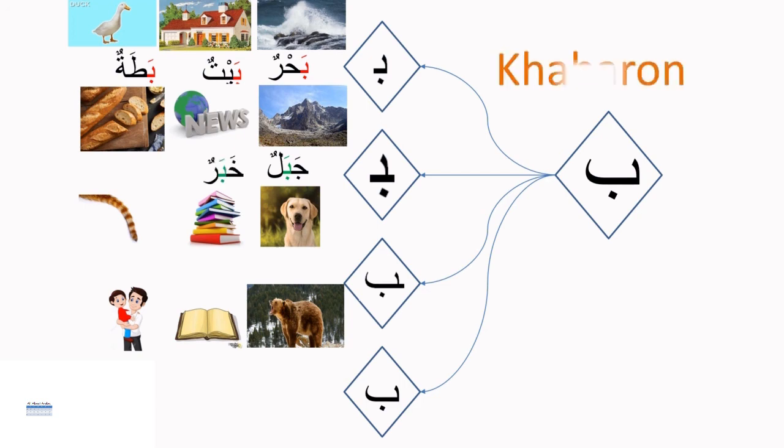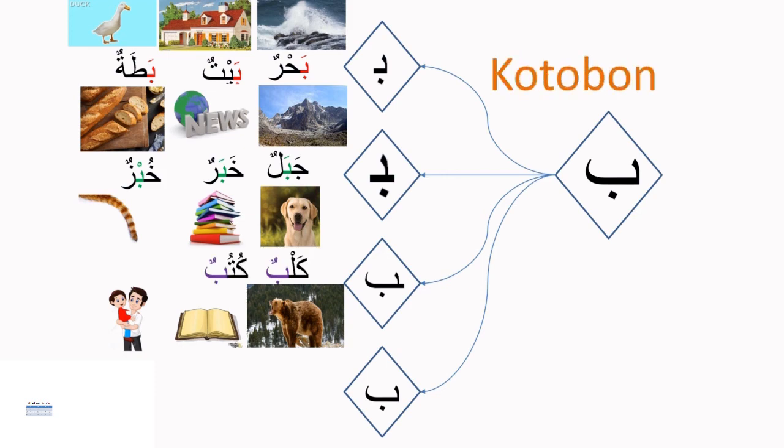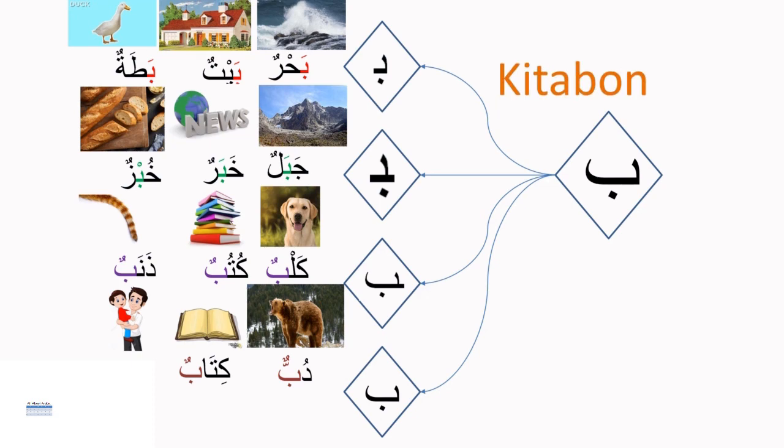and khabarun, one news, and khubzun, bread, kalbun, a dog, kutubun, books, dhanabun, a tail, dubbun, a bear, and kitabun, a book, abun, a father. So that's it for this lesson.